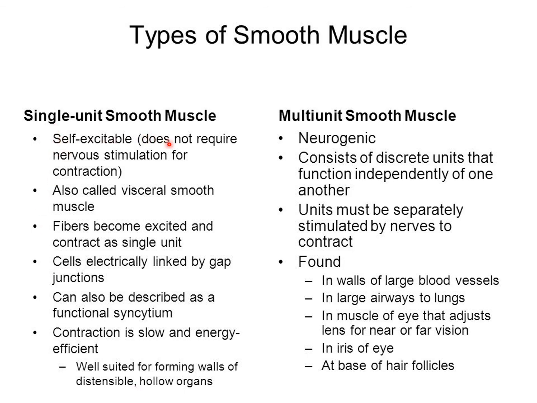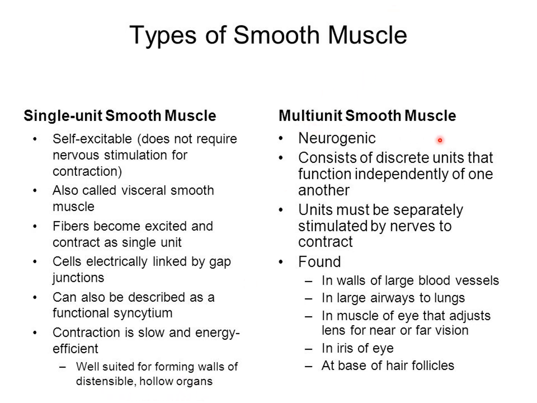Single unit smooth muscles are self-excitable and do not require nervous stimulation for contraction, and it is also known as visceral smooth muscle. Fibers become excited and contract as a single unit because of the presence of gap junctions. Cells are electrically linked by gap junctions and can also be described as a functional syncytium. Contraction is slow and energy efficient, and well suited for forming walls of distensible and hollow organs.